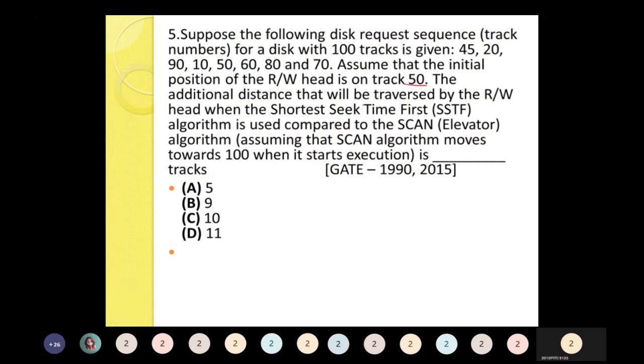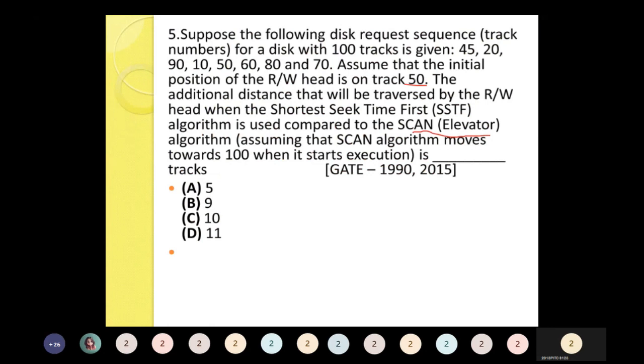The additional distance that will be traveled by the read-write head when the shortest seek time first algorithm is used, compared to the scan. So the scan algorithm we also call the elevator algorithm. Okay, because elevator means from lowest to upper position, again upper position to lower position. So that's why scan and elevator are the same.